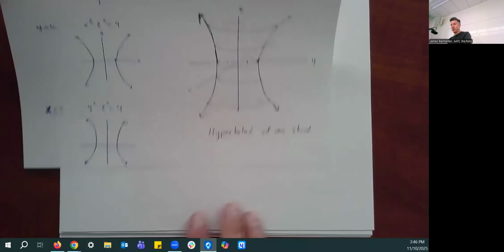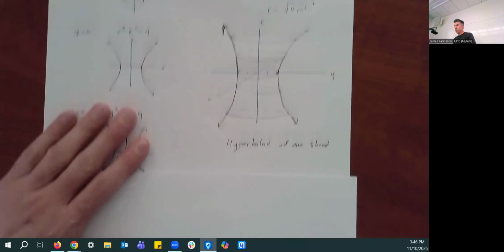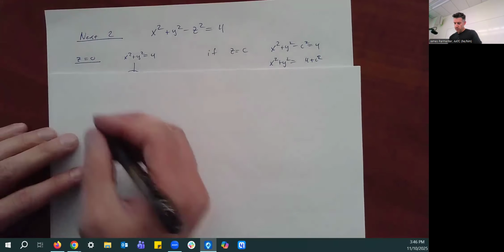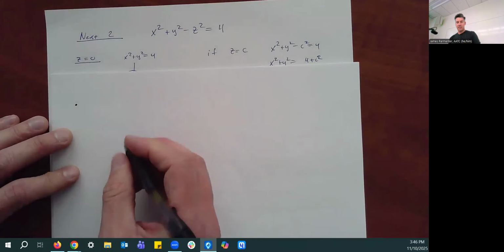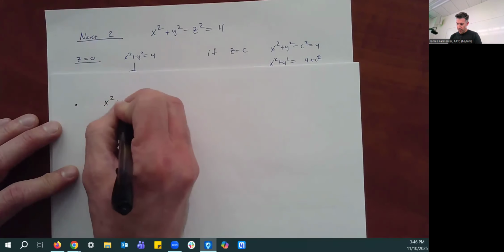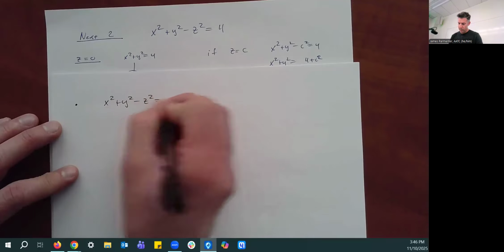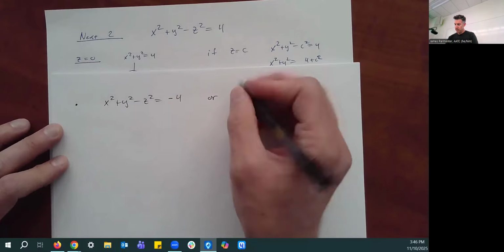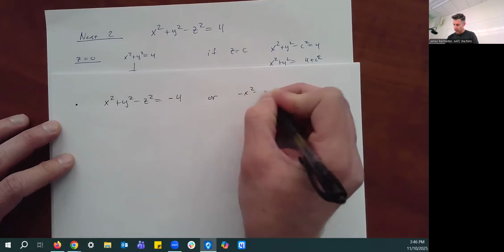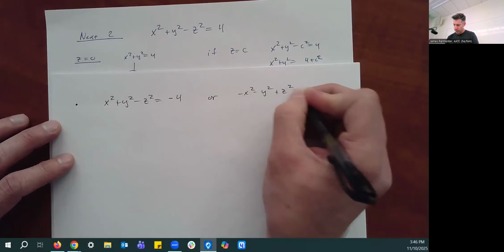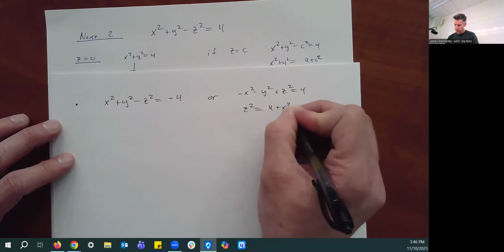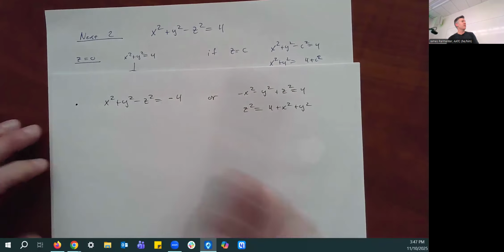The next one's going to look almost the same. Now, I could do this really annoyingly, and I will to make a point. So we'll start off with this. I'm going to say it's x squared plus y squared minus z squared equal to -4. But a more typical way of writing this would be something like -x squared minus y squared plus z squared equal to 4, or maybe z squared equal to 4 plus x squared plus y squared. All these are the same equation.